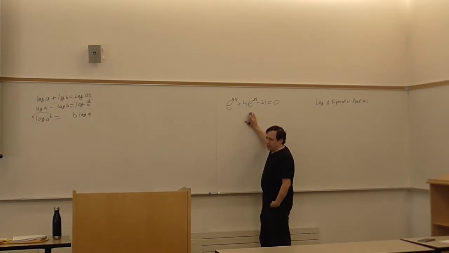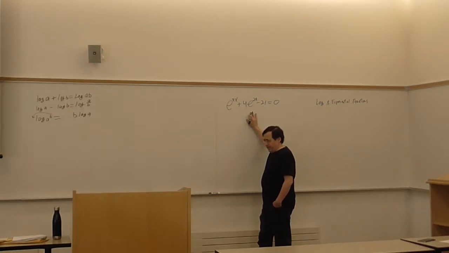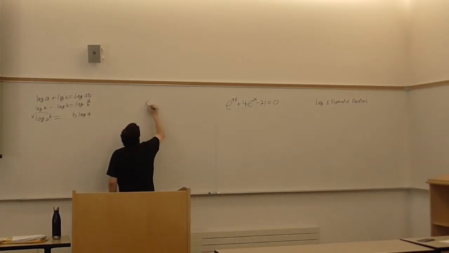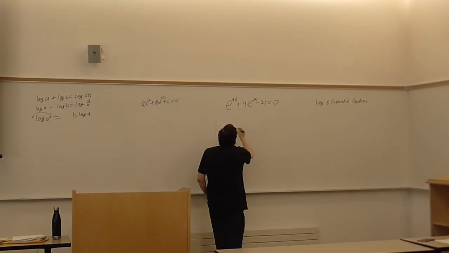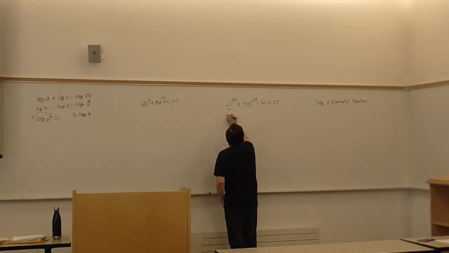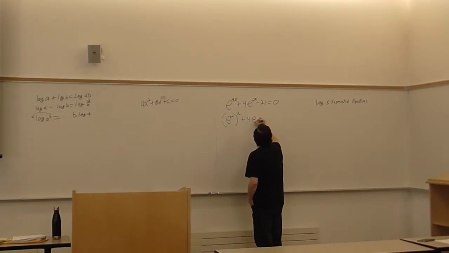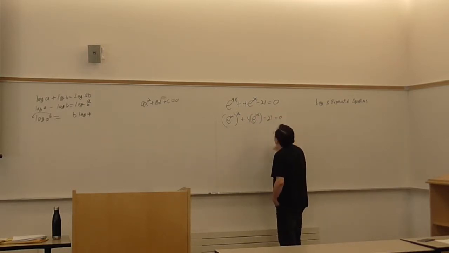But what we need to do to solve a problem like this is to recognize that this is a disguised quadratic. That is, it kind of looks like ax squared plus bx plus c equals 0. Well, how is that? Well, this is e to the 2x squared plus 4 e to the 2x minus 21 equals 0.